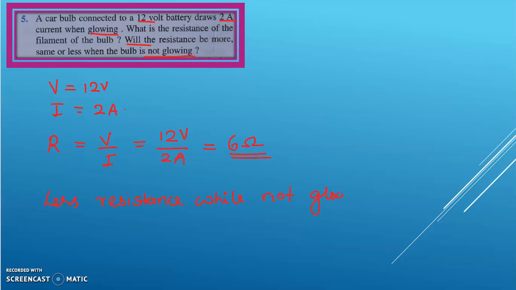What could be the reason? Who can tell this answer? When it is not glowing, then the temperature reduces, right? When the bulb is glowing, we know that the temperature increases to a very high value. So here, while glowing, we have 6 ohm. When it is not glowing, the resistance will be less than this 6 ohm.